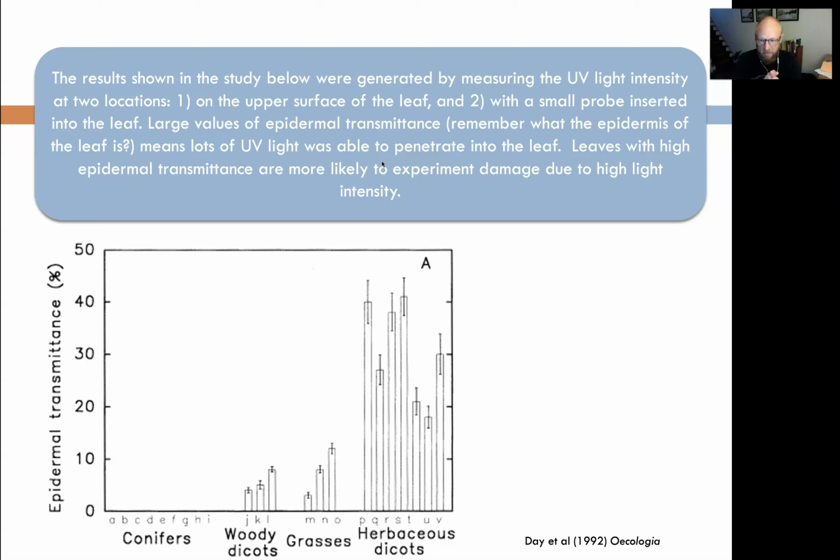This figure here shows how much UV light can get into a leaf. So in this study, they actually measured the UV light that could pass through a leaf. And what you see here, they divided it into 4 different groups: the conifers, which are the evergreen gymnosperms; woody dicots, so this is really our deciduous angiosperms; grasses; and then herbaceous dicots. And what you can see is that in conifers, none of the UV radiation gets into the leaf.